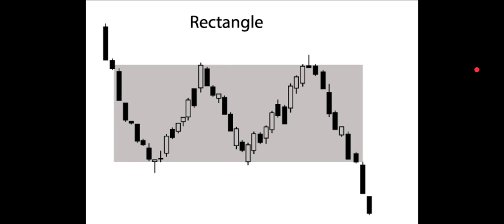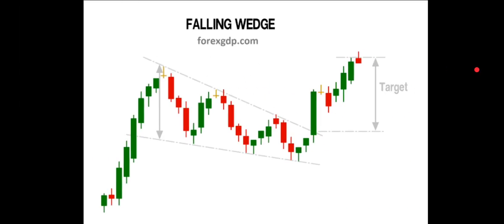This is a rectangle, or what we popularly call the double top. Like I told you, you can call it a rectangle because of the appearance. So this is a rectangle or a double top. You can spot the double top, you can spot the neckline, and you can see the breakouts. And you can see the market falls.